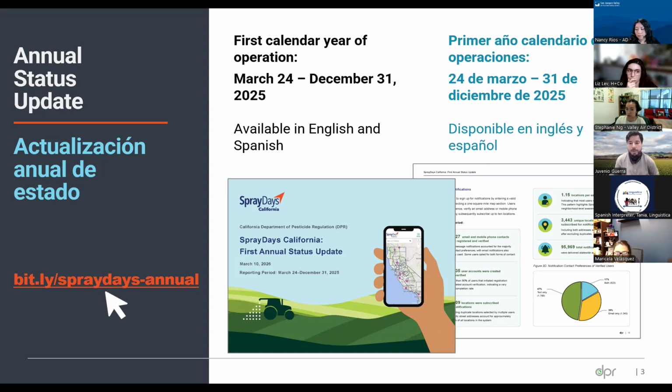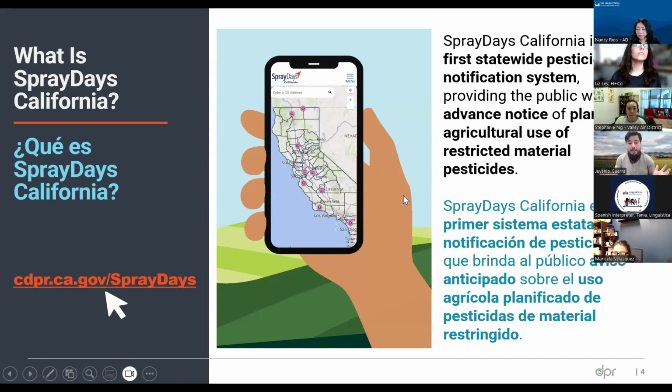Okay. And as a reminder, what is spray days? I think it's always important just to remind ourselves of what this is and why it matters. Over the past year, for the first time ever, Californians have had real-time access to notifications for restricted material pesticide applications before they happen. So it's a pretty big deal.